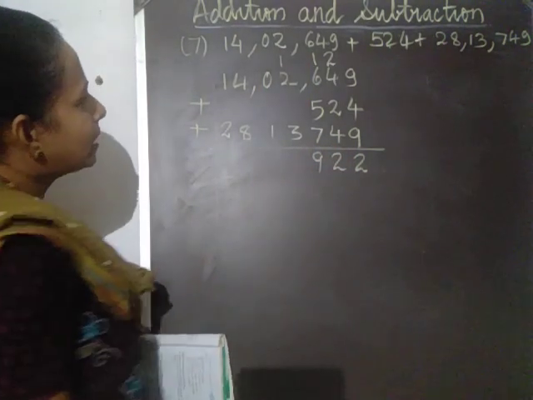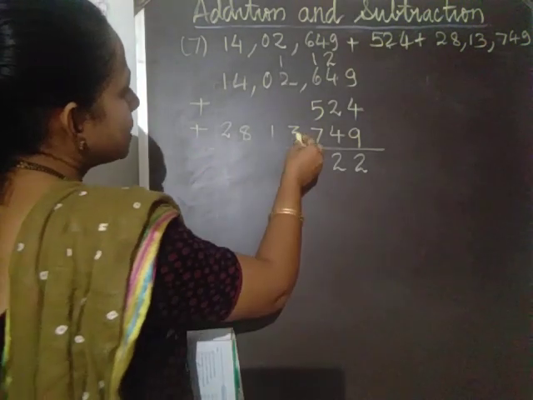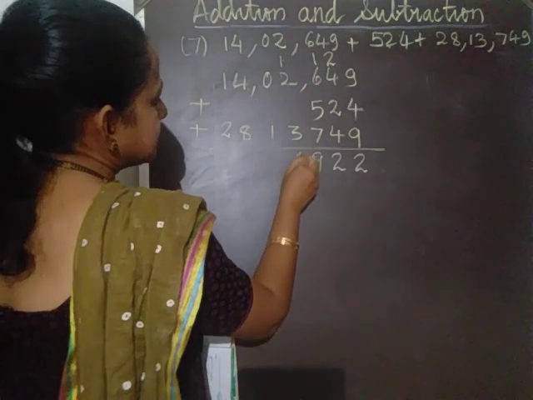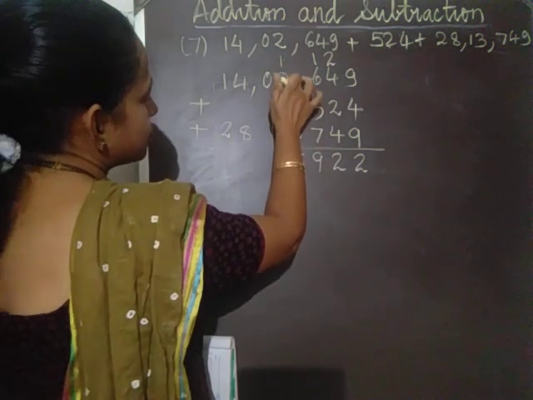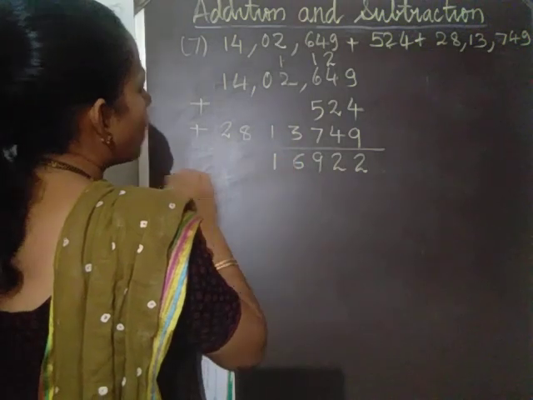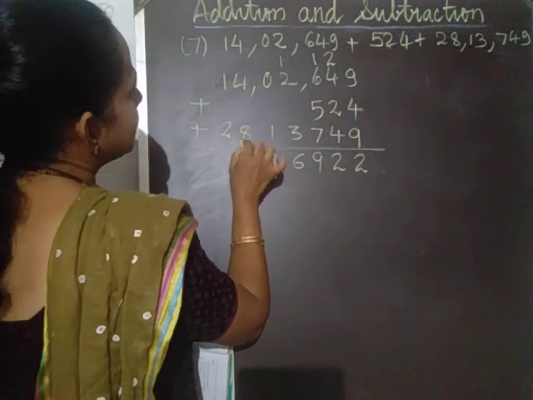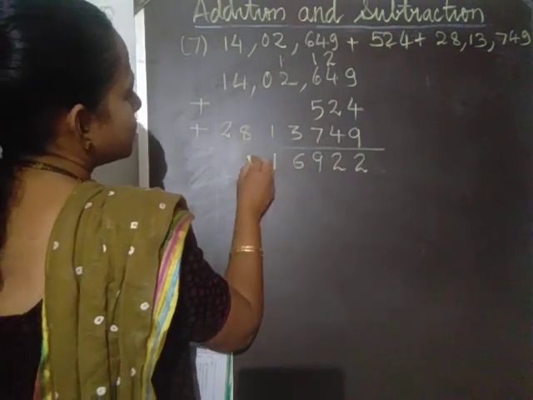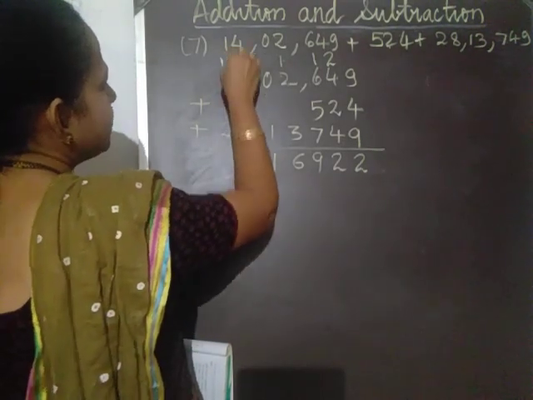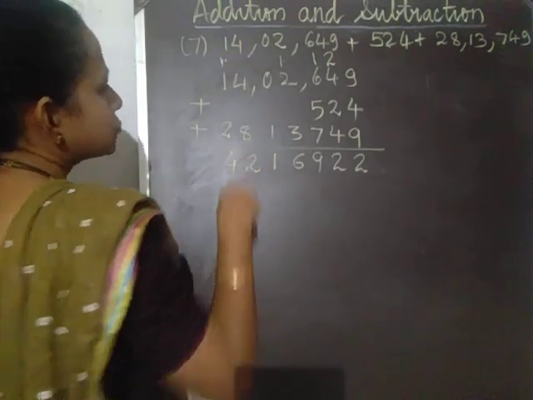Okay. Then 3 plus 2 is equal to 5, 5 plus 1 is equal to 6. 0 plus 1 is equal to 1. 4 plus 8 is equal to 12. Carry 1. 2 plus 1 is equal to 3 plus 1 is equal to 4. So this is the answer.